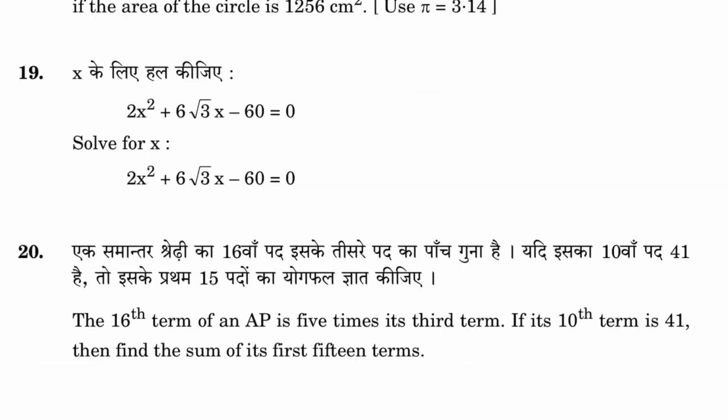Question number 20. This is the last question of this section. In this question, we are given 16th term of an AP. So T16 is equal to 5 times its third term, and 10th term is equal to 41. We have to find the sum of 15 terms.